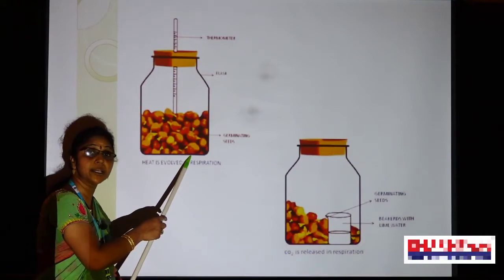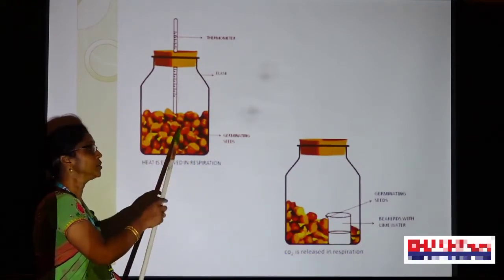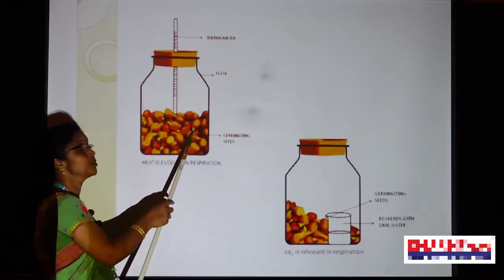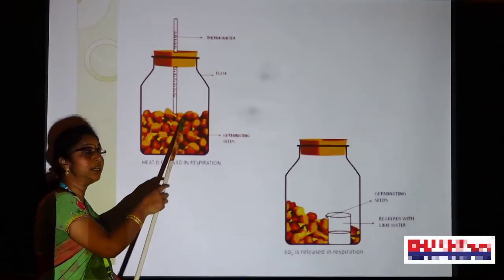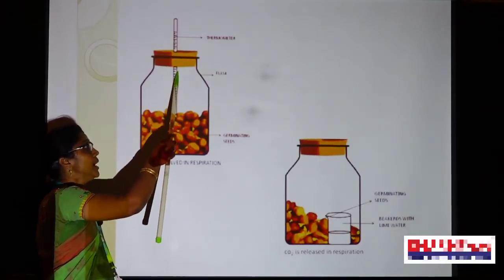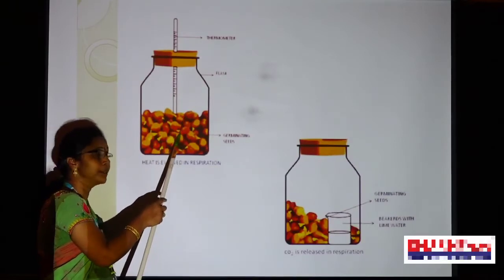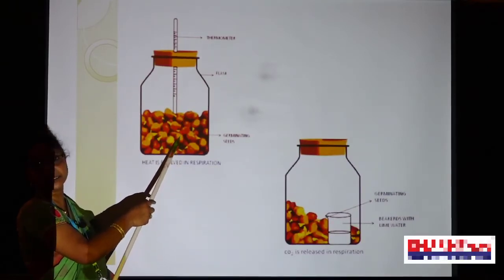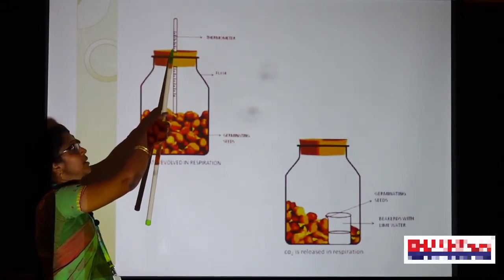The seeds, which were soaked and conducted in the experiment one day before, are taken and put into the thermos flask, and a thermometer is inserted through the cork. The bulb of the thermometer is dipped into the germinating seeds. Now the cork is tightly fitted.